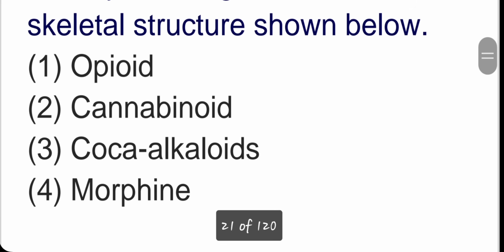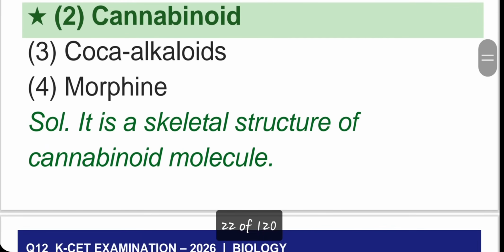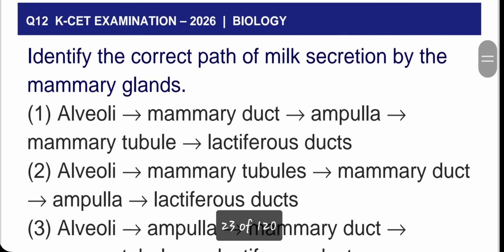Identify the drug molecule from the skeletal structure shown below. The diagram isn't shown here, but the diagram was that of cannabinoid. It is a skeletal structure of a cannabinoid molecule.